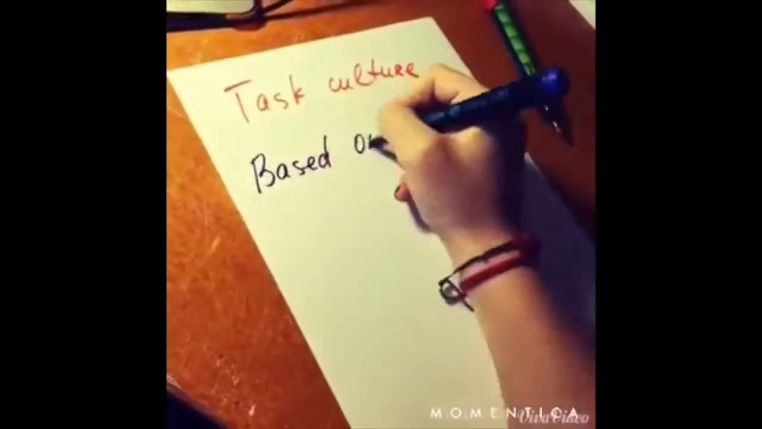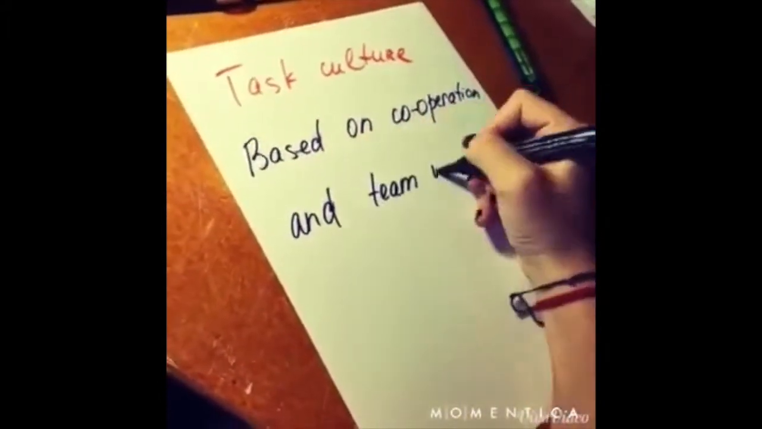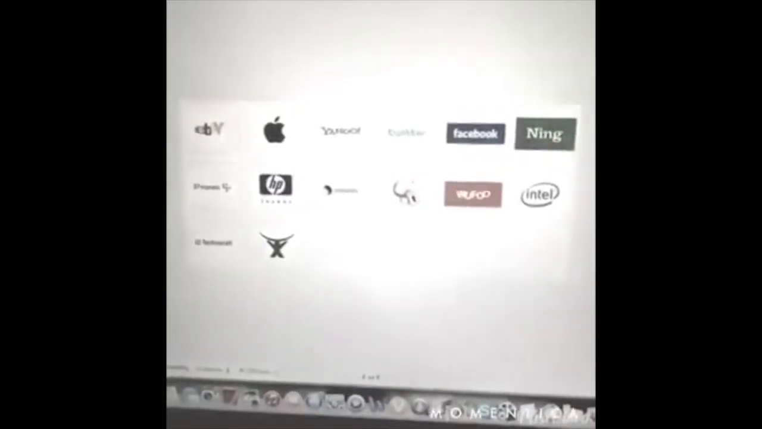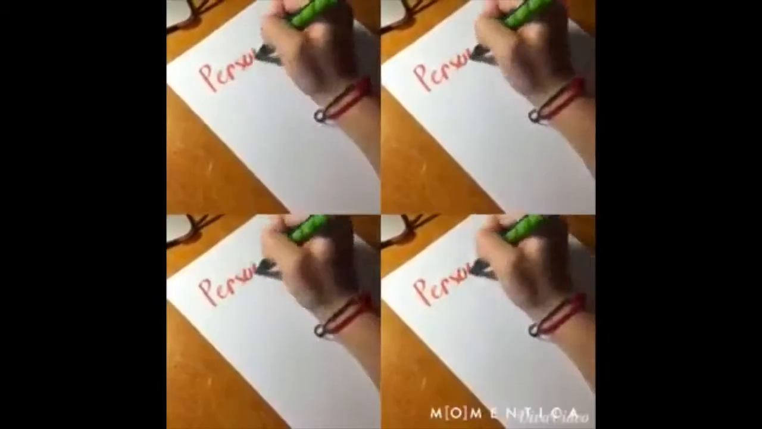Task culture. It's based on cooperation and teamwork. Handy uses the image of a net to represent task culture. The net's strength is derived from the many strands. Some technological companies is the example for task culture.